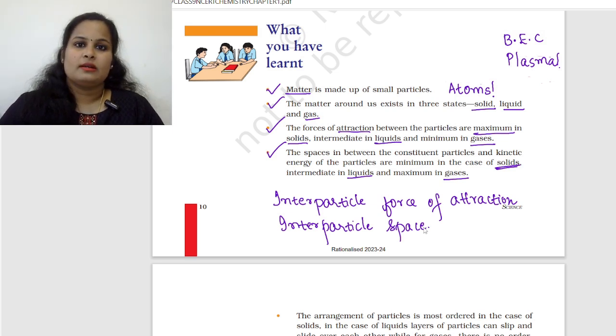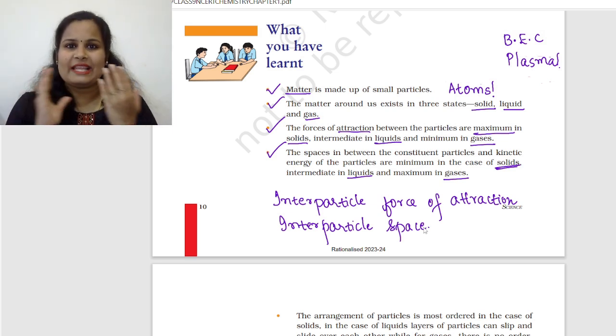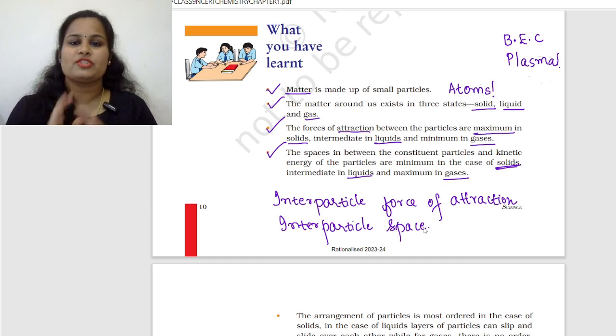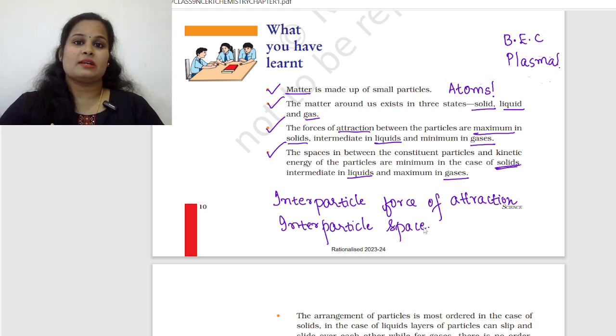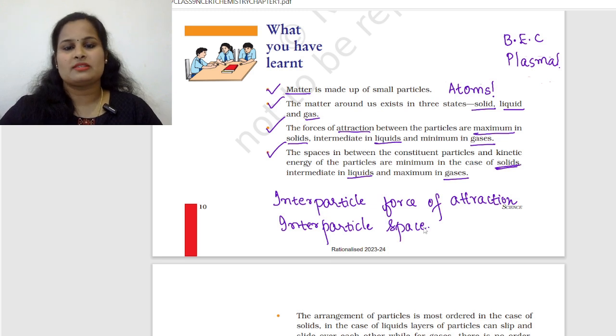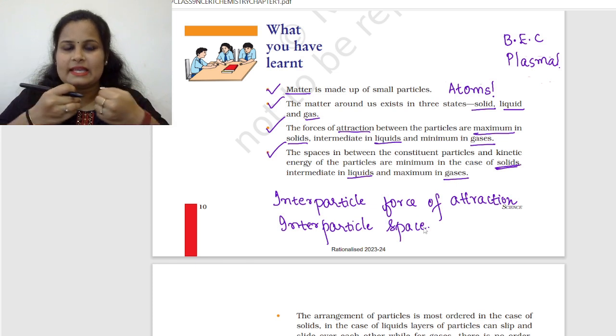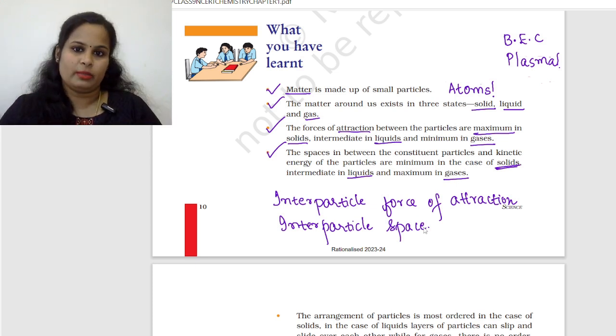That is, the particles in solids are well packed. They are very closely arranged in a systematic way so that the force of attraction is maximum, and the particles do not have freedom of movement. The freedom of movement of particles in solids is restricted. They're very tightly packed, closely packed, with a well-structured pattern. And it is intermediate in case of liquids, so some space is there between the liquid particles, and it is maximum in gases.